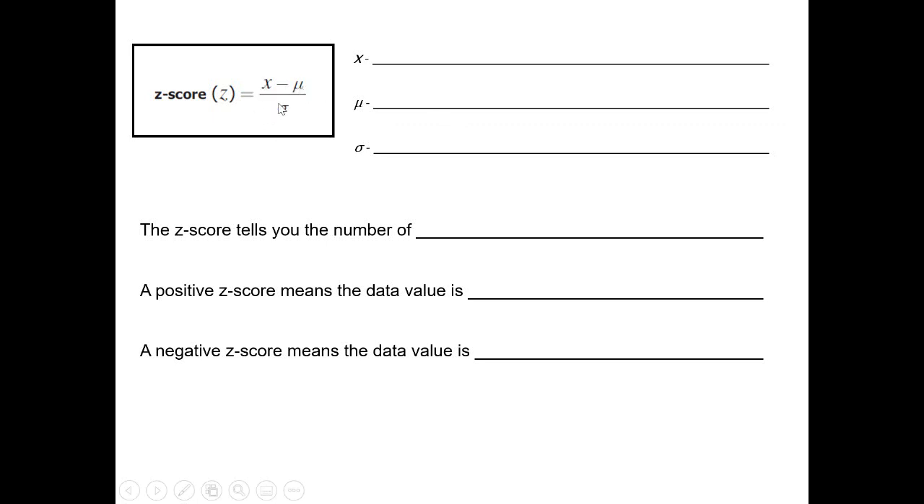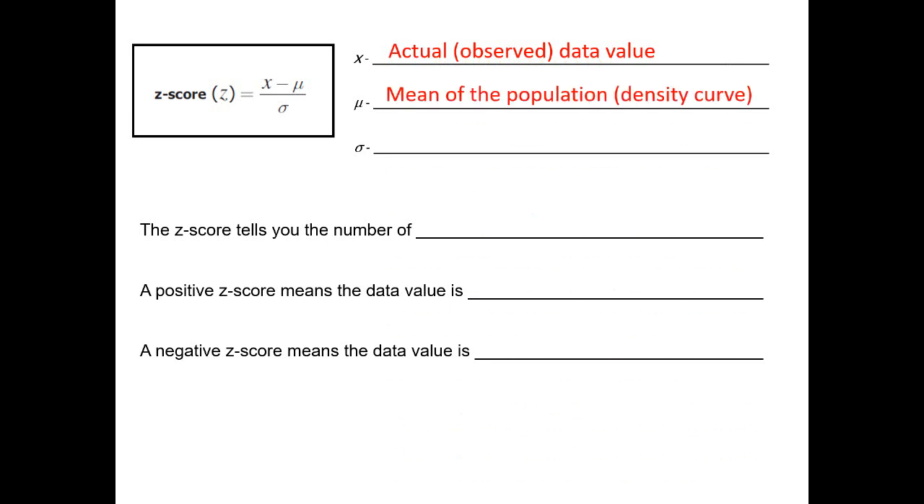If we then divide that by our standard deviation, that means we're figuring out how many standard deviations we are from the mean. So again, our x in this scenario are going to be the actual data values. Mu is going to be the mean of the population, or in this case our density curve, our idealized curve. The standard deviation, or sigma, is going to be the standard deviation of the population, our theoretical shape of the population.